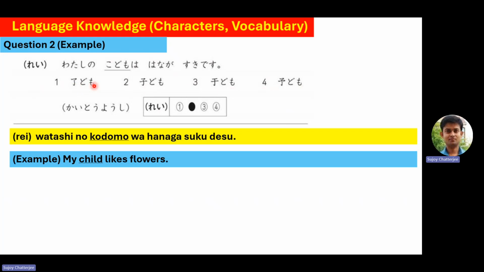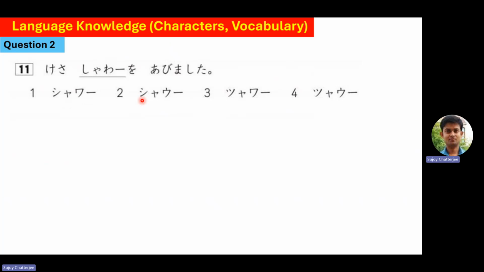As we can see, the kanji that they have written are very, very close, especially this fourth one and the second one. But if you know the kanji, you know that this is used for ko, which means child. Kodomo, ko, this is the kanji for ko. So this will be the answer.